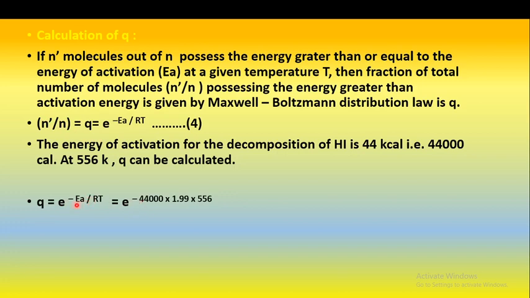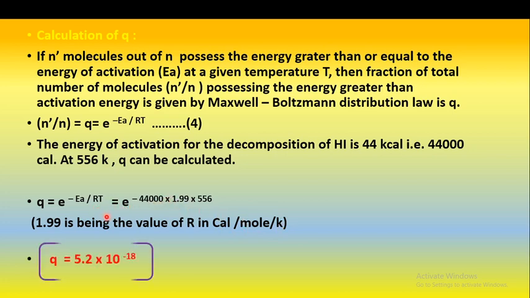e raised to, what is Ea? Activation energy is minus 44,000, divided by R. Sorry, here it is not multiplied, it is divided. So divided by 1.99, and the temperature is 556. 1.99 is the value of R, the gas constant, in calorie per mole per Kelvin. So what is the value of Q? The value of Q is 5.2 into 10 raised to minus 18.